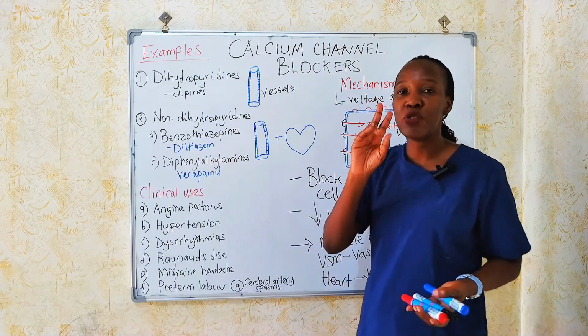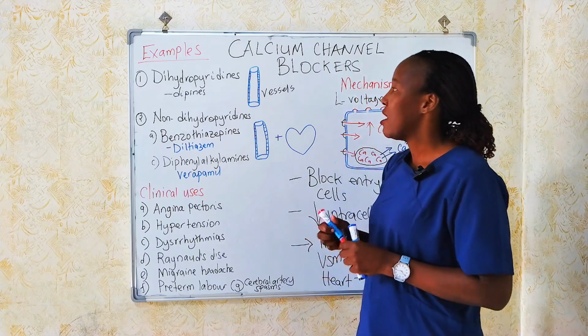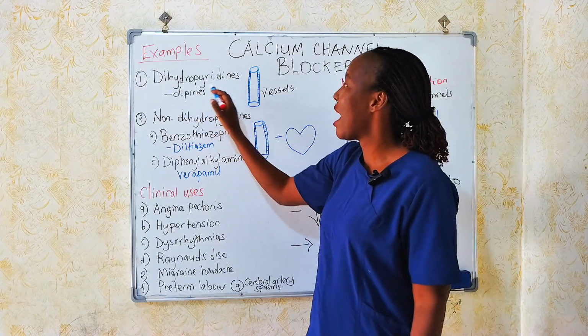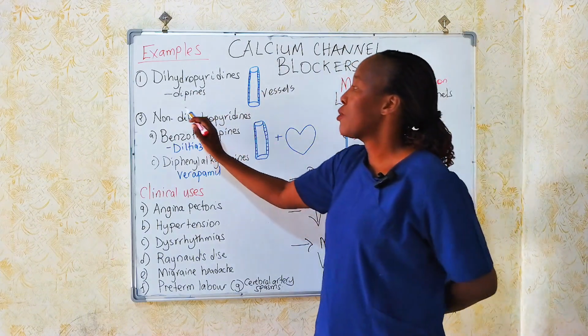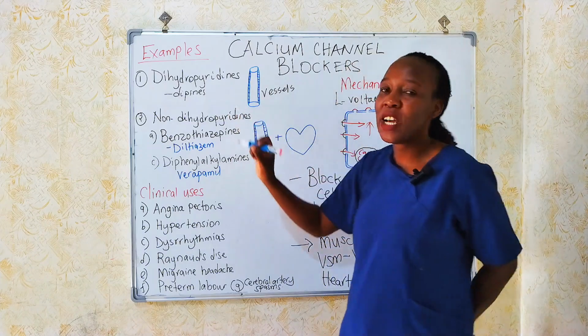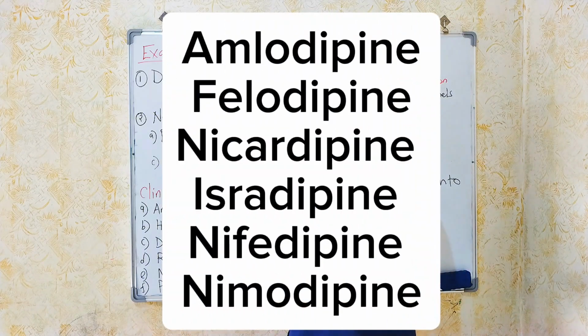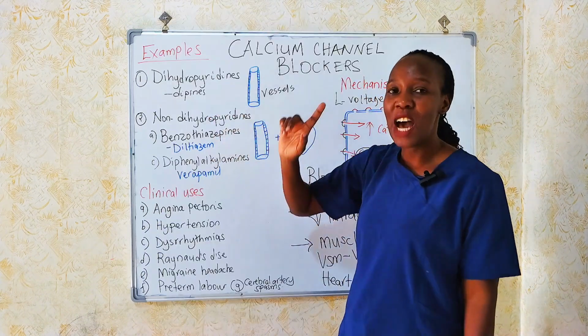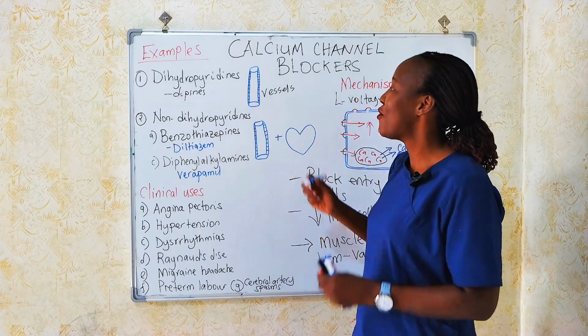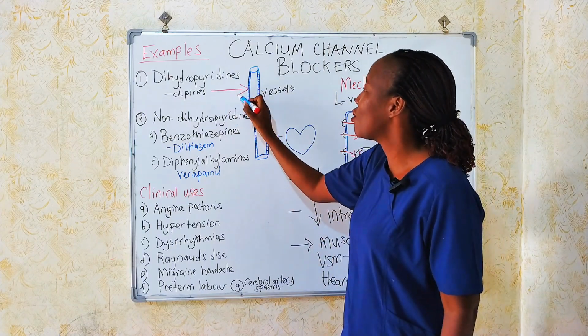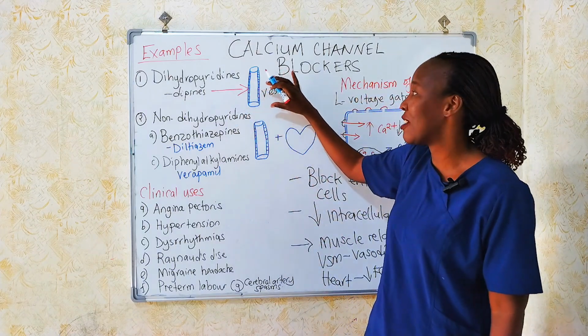We have two types of calcium channel blockers. The first type are the dihydropyridines. These are drugs whose names end in the dipines. So think about such drugs like amlodipine, felodipine, nicardipine, isradipine, nifedipine, etc. Those are the dipines. Now, the dipines preferentially are going to work on vascular smooth muscles.